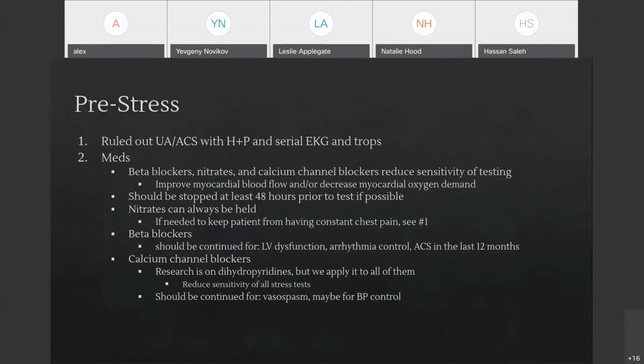If they need their Norvasc to keep their blood pressure below 170 systolic so we can actually stress them, then it's probably better to do that and stress them than to stop their calcium channel blocker and then have us run into the blood pressure criteria we talked about earlier.